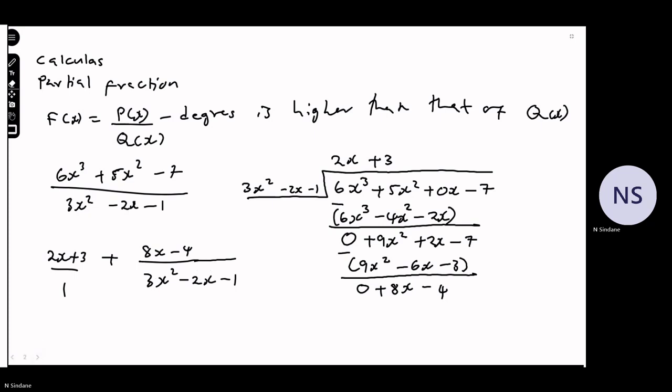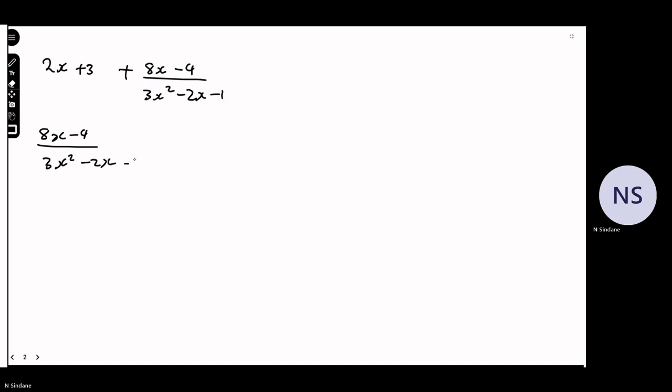Okay, let's go to the next page. I'm going to rewrite. I have 2x plus 3 plus 8x minus 4 divided by 3x squared minus 2x minus 1. So now I can work with this part, 8x minus 4 over 3x squared minus 2x minus 1. Can I factorize this?